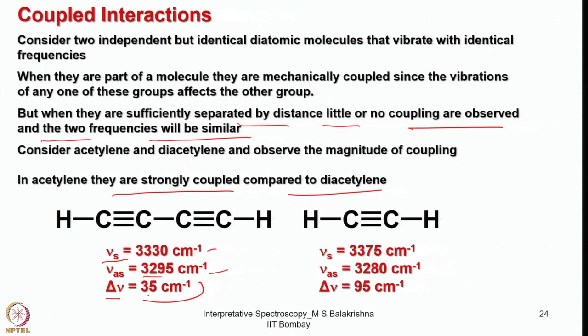Then when you look into the other one, here symmetric is 3375 and asymmetric is 3280, and the difference between symmetric and asymmetric is 95 centimeter minus 1. So now you can understand clearly. When they are sufficiently separated by distance, little or no coupling is observed and the two frequencies will be identical. 3330, 3320, the difference is very marginal. But when they are farther, what happens? They are independent, look identical, but when they are coupled, they have an influence that can be clearly seen here.